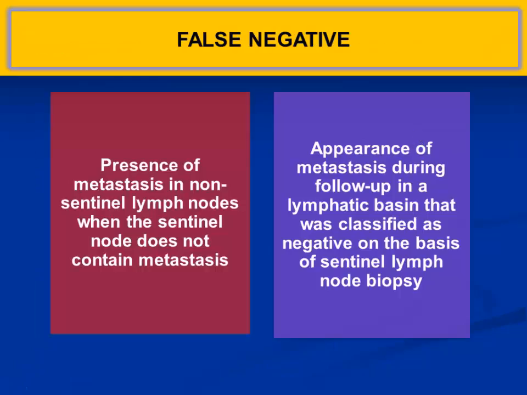False negatives occur because of the presence of metastasis in non-sentinel lymph nodes when the sentinel nodes do not contain metastasis. That's what you asked. It also occurs with the appearance of metastasis during follow-up in that particular lymphatic basin, which we saw as negative to start with. If it is positive there, then it is a false negative area.